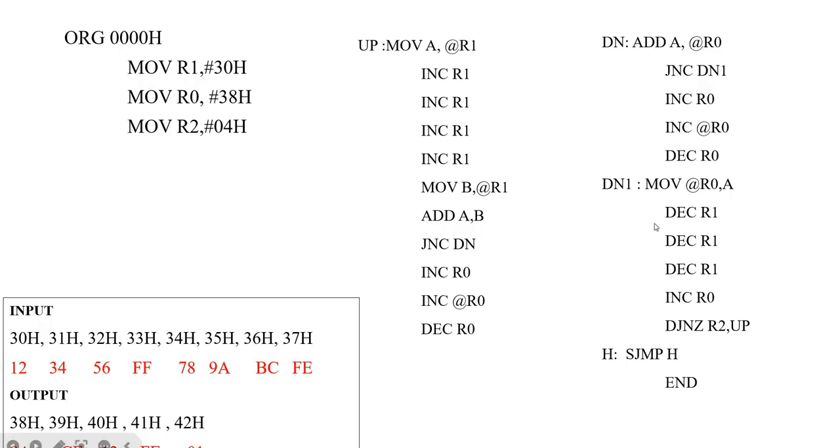Here you have to store the result of the addition in the result memory location. Now again here we have to adjust the pointers. For that we have used 3 decrement instructions here: decrement R1, decrement R1 and decrement R1. This is executed in order to return R1 to the previous byte of the first number.